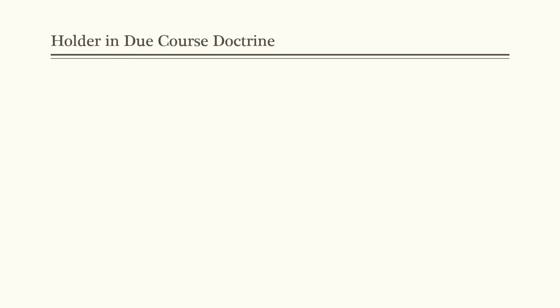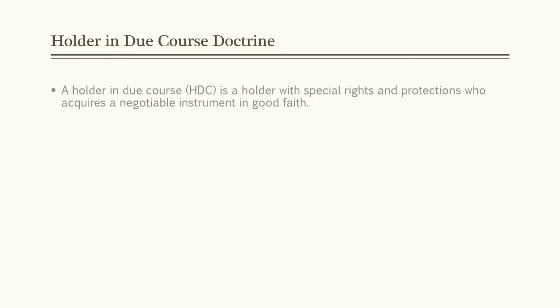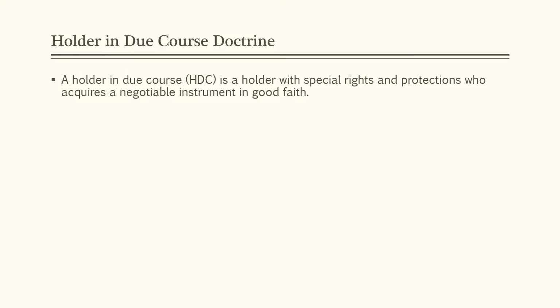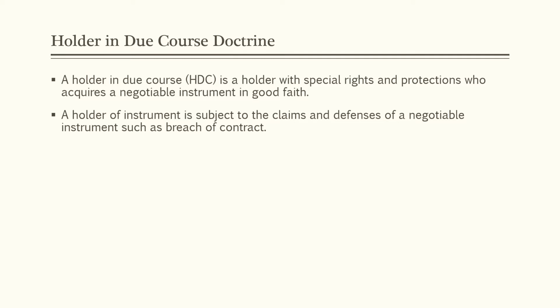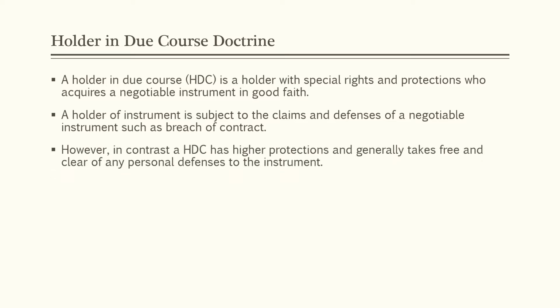First, we will discuss the Holder in Due Course Doctrine. A holder in due course, an HDC, is a holder with special rights and protections who acquires a negotiable instrument in good faith. A holder of an instrument is subject to the claims and defenses of a negotiable instrument, such as breach of contract. That's a plain holder. However, in contrast, a holder in due course has higher protections and generally takes free and clear of any personal defenses to the instrument. We'll discuss what a personal defense is later in the lesson.